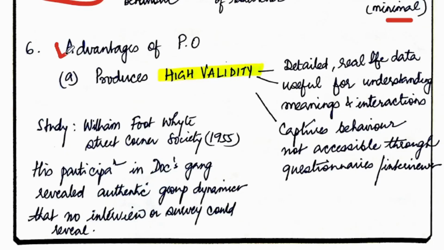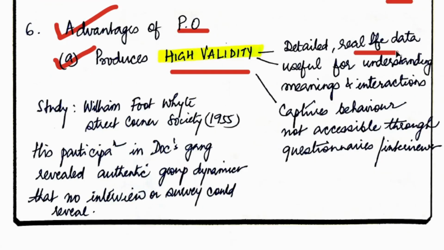Now let us understand the various advantages of participant observation. The first advantage is that participant observation produces high validity. What does this mean? It means that participant observation generates detailed, real-life, authentic data, because the researcher is directly involved in the everyday life of the group. This method helps us to understand the meanings, interactions, motivations, and informal dynamics that cannot be accessed through questionnaires and interviews. So it captures the actual behavior of people in their natural setting.